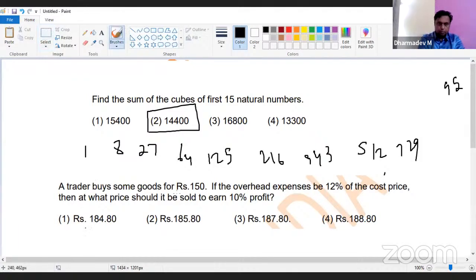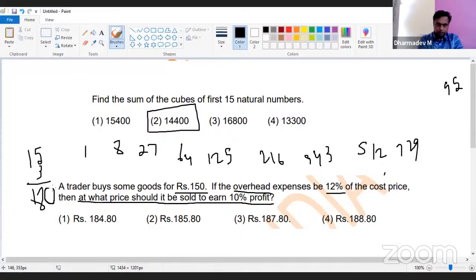A trader buys some goods for rupees 150. The overhead expense is 12% of the cost price. So 12% means 10% is 15 and 2% is 3, so it's 18. At what price should it be sold to earn 10% profit? So this should be 150 plus 18, so 168.